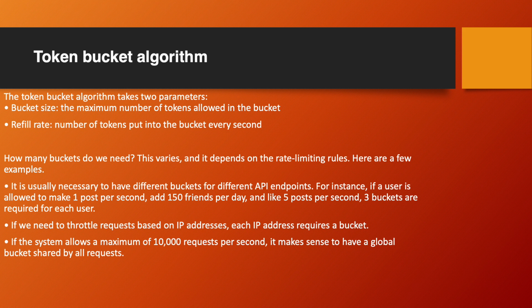Now, how many buckets do we need? This varies, and it depends on the rate limiting rules. Here are a few examples. It is usually necessary to have different buckets for different API endpoints. For example, if a user is allowed to make 1 post per second, add 150 friends per day, and like 5 posts per second, 3 buckets are required for each user. If you need to throttle requests based on IP addresses, each IP address requires a bucket. If the system allows a maximum of 10,000 requests per second, it makes sense to have a global bucket shared by all requests.